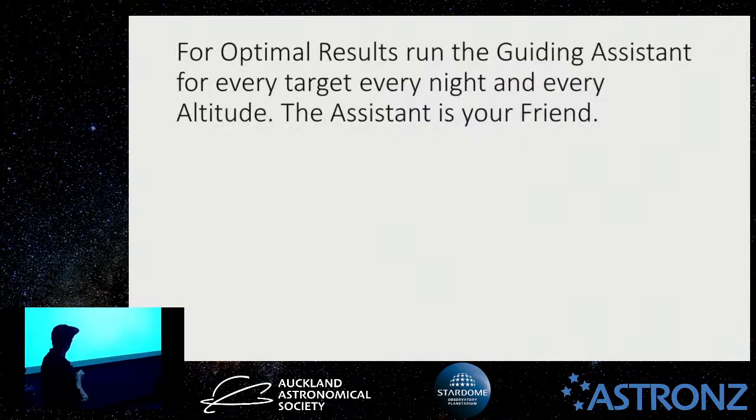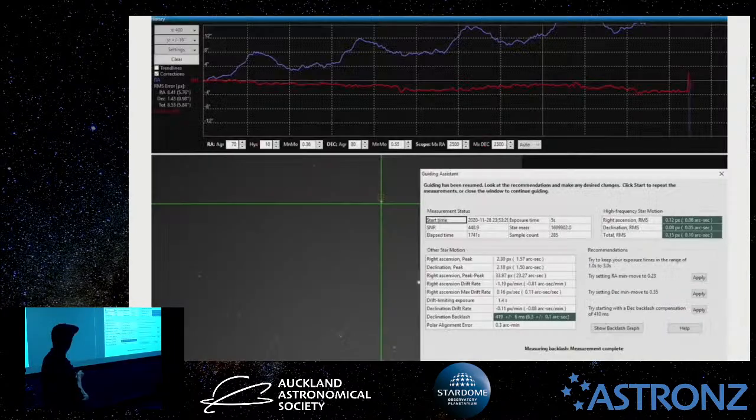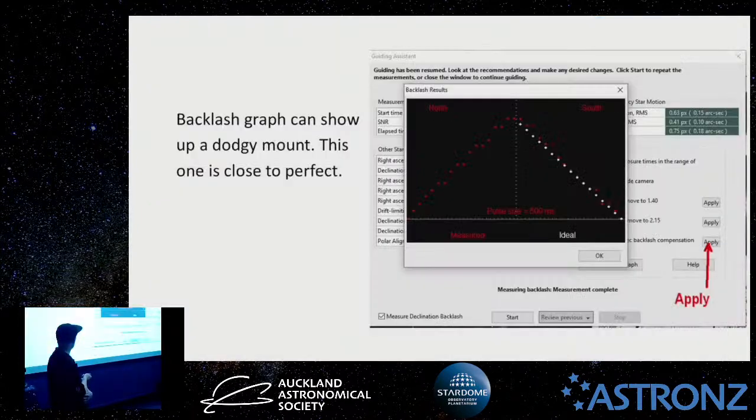Backlash, there's a backlash setting. It's in the bottom left corner here. You can't see it. It can measure the backlash and the declination of your mount, and that can be useful to know. Kumeu has no backlash, and I think that's because it has software backlash compensation.